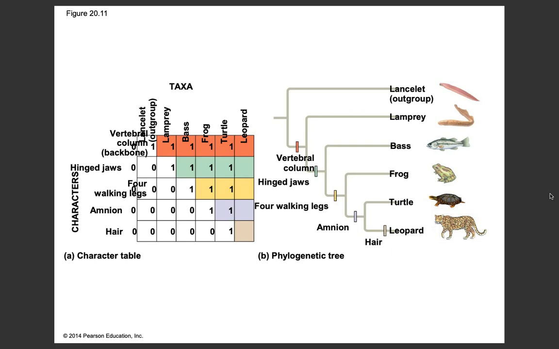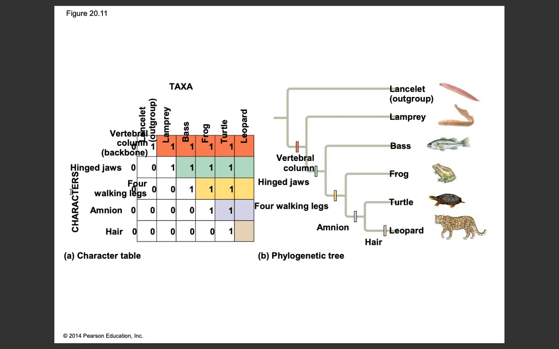Okay, so this is how you do it with a character table and a phylogenetic tree. Now this character table got 50 shades of messed up because of formatting, and it's a PDF, so I can't even go through and change where the boxes are. But you can see what this is supposed to be. You have the organisms at the top and the characters on the side: the lancelet, lamprey, bass, frog, turtle, leopard. Those are the taxa, the groups of organisms.